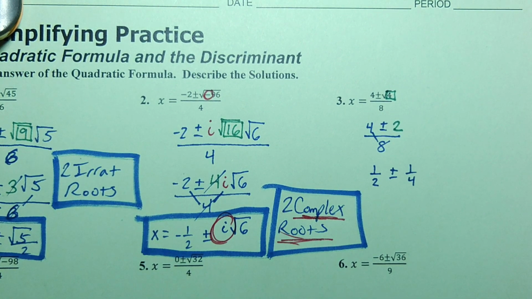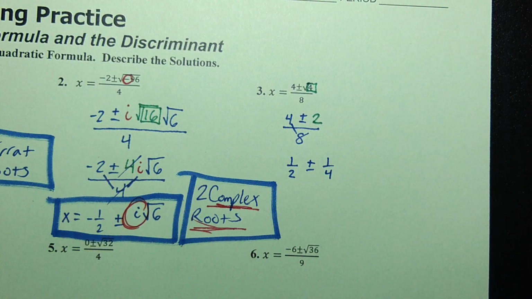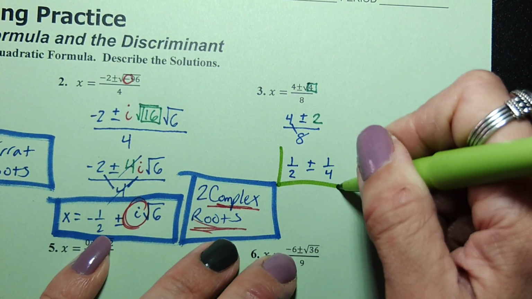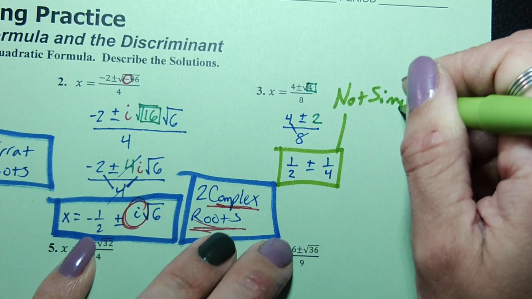Now, when I asked third block if that was simplified, they're like, yeah, it's simplified. We did carry out division distribution, but it's not quite there yet. Because these are rational, we can simplify this a little bit further. So I want you to put a box around this and write not simplified.